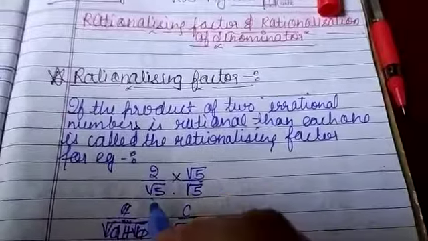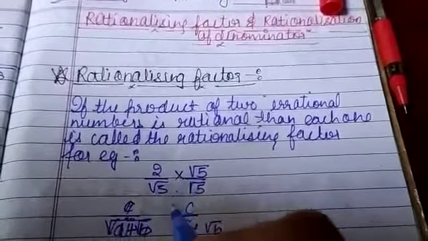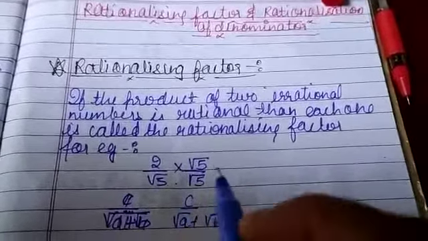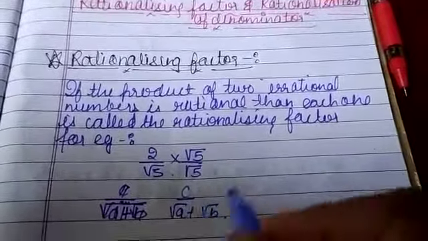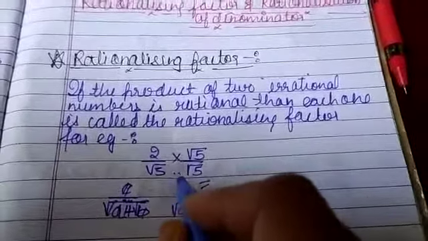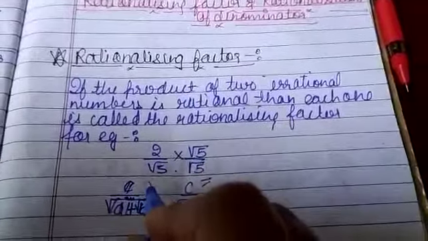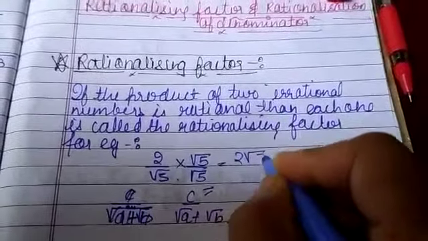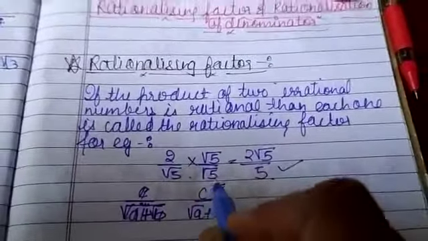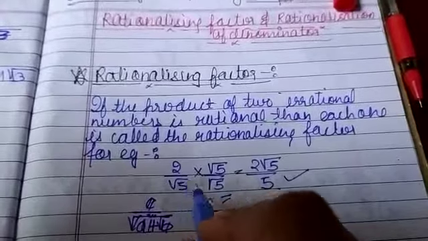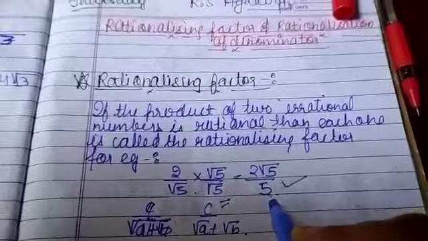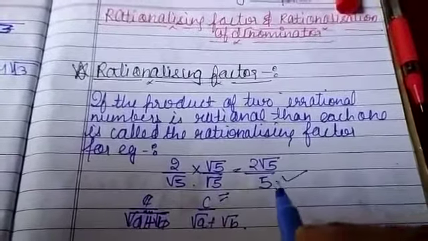We can say that if it is a single under root number, then we have to multiply with the same number. If it is in a different form, then we have to multiply with the opposite sign of that number, and that number is called the rationalization factor of that given term. Here it will come 2 under root 5 upon 5. When I multiplied it by under root 5, this under root 5 was gone and the denominator was rationalized, and we get only 5, where 5 is a rational number.